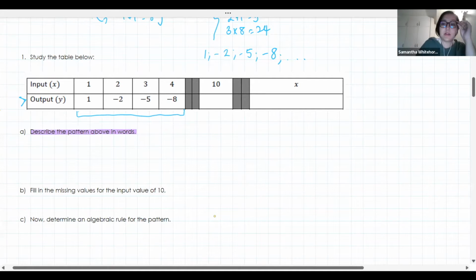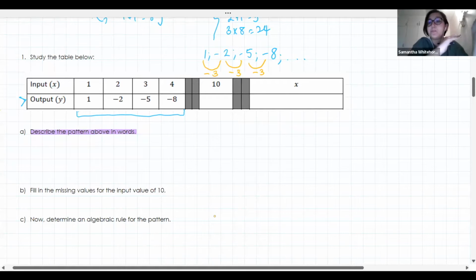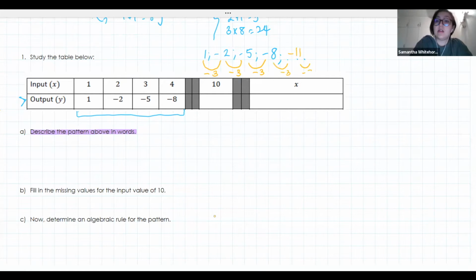Right, guys, very nice. All right, so what we're doing is we're subtracting 3. So if we go from 1 to -2, I subtract 3. -2 to -5, I subtract 3. And what I see is that that pattern continues. And so if we wanted to continue this pattern, I could just keep subtracting 3. So I could subtract 3 and I could get -11. I could subtract 3 and I could get -14, and I could keep going.